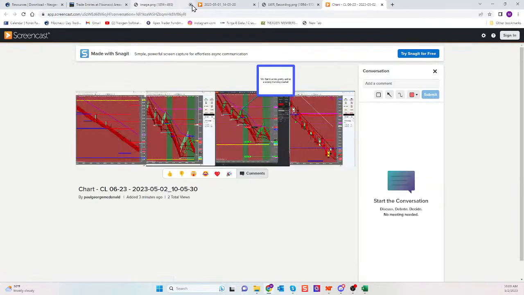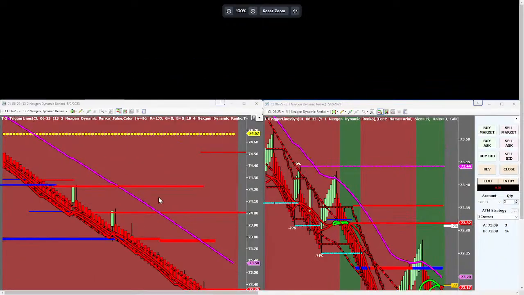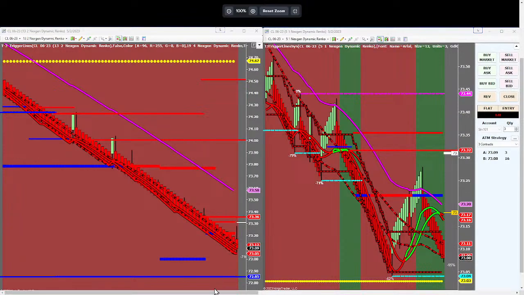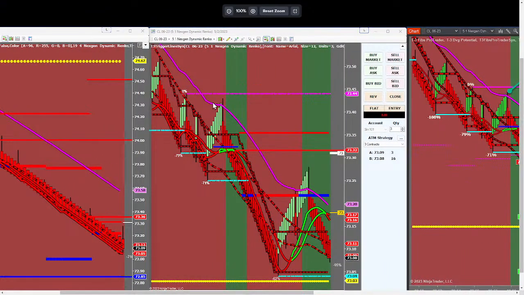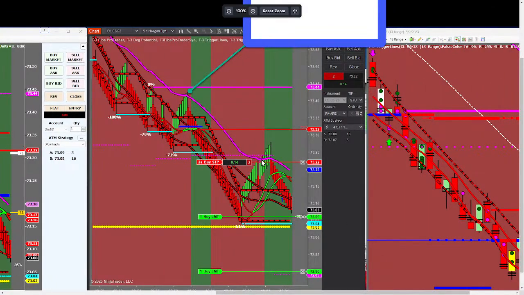Paul, let's see what you got. Mid-band works pretty well in a strong trending market. Certainly does. The old adage, guys, if this market is just railing down, some traders will just keep selling a 5-1 mid-band until it stops working. And that one seems to be working just fine. Nice job, Paul.